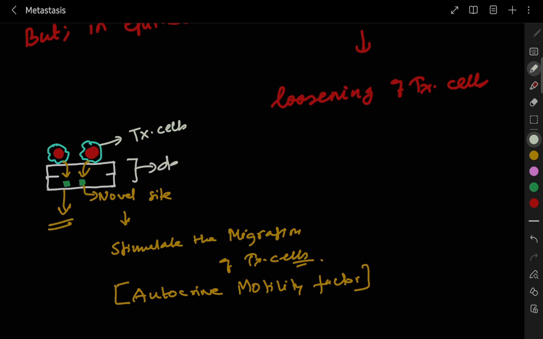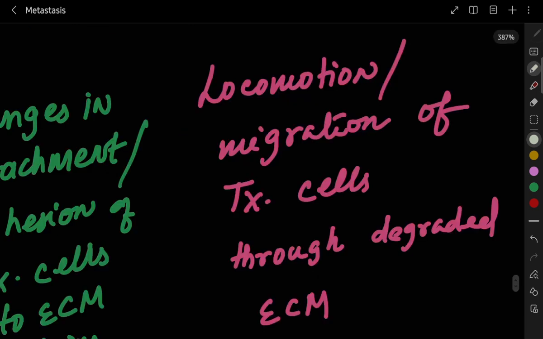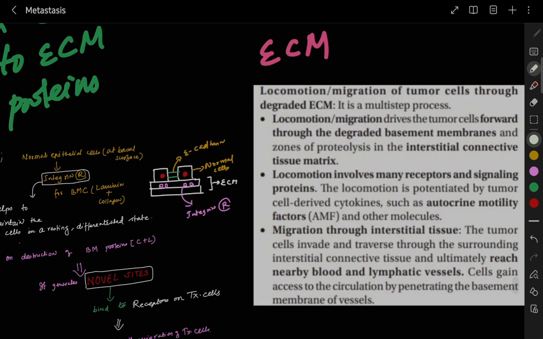Now this is a degraded extracellular matrix. Hope you understood, right? And then comes the fourth stage, the locomotion or migration of tumor cells through degraded extracellular matrix. There is nothing more about it, already we have discussed this point in the diagram. Just let me rush through the lines: locomotion or migration drives the tumor cells forward through the degraded basement membrane, as we have already seen, and the zones of proteolysis locally in the interstitial connective tissue matrix.